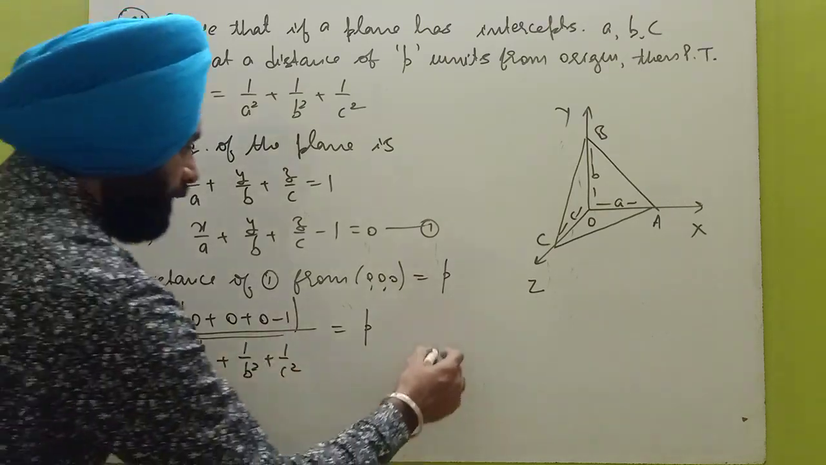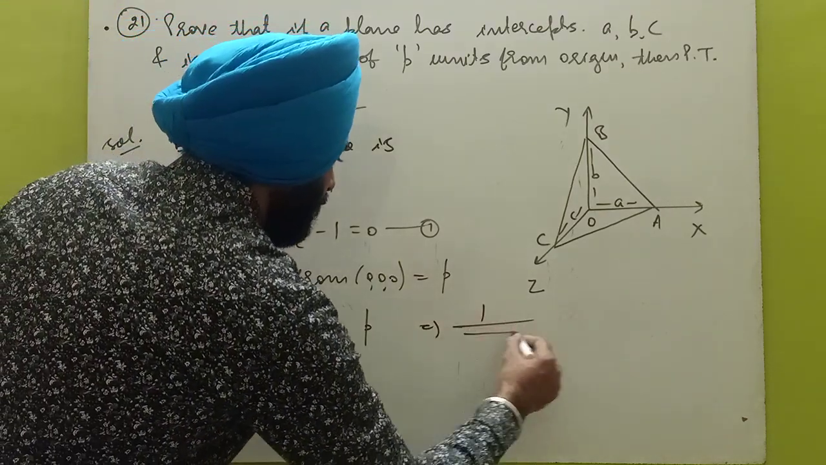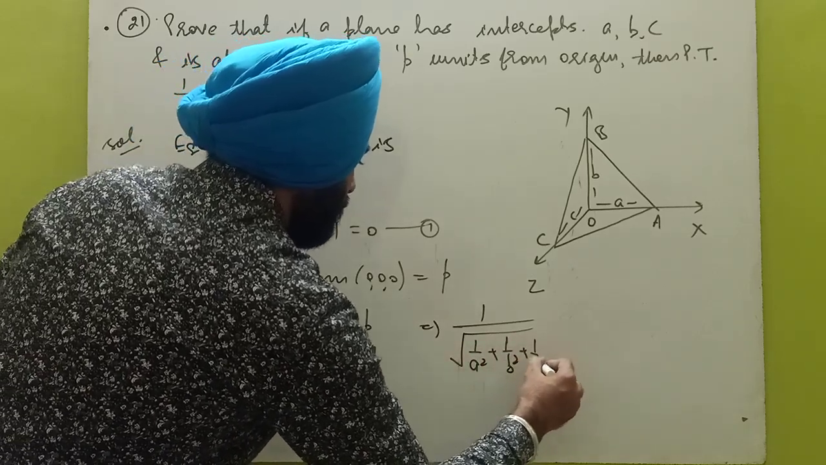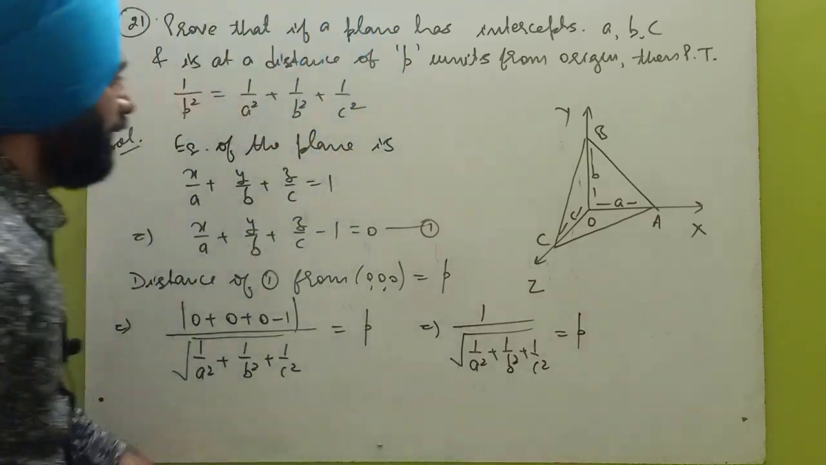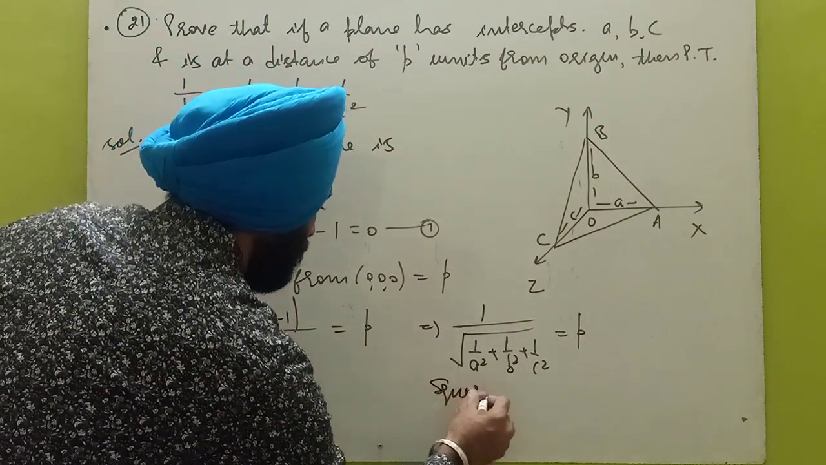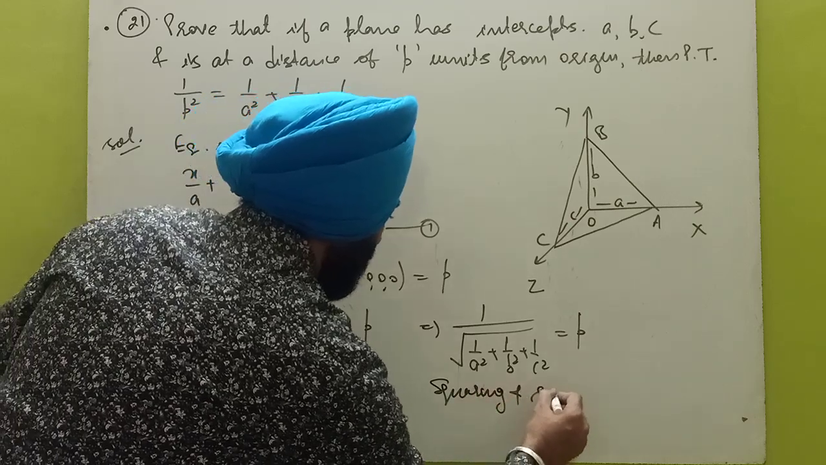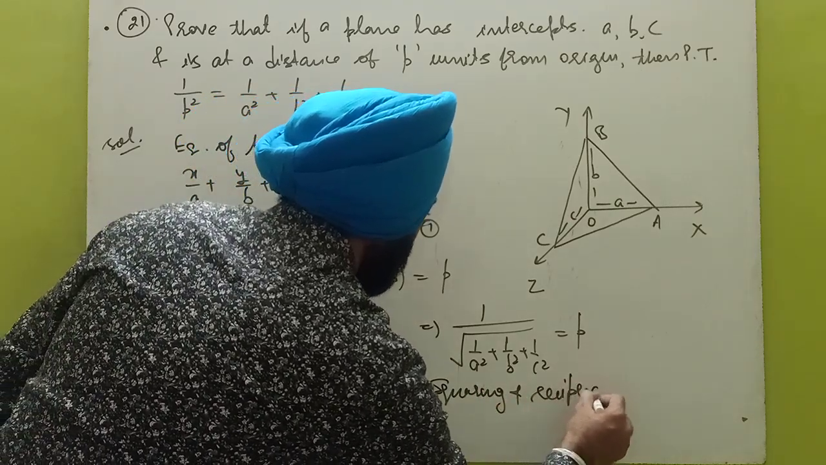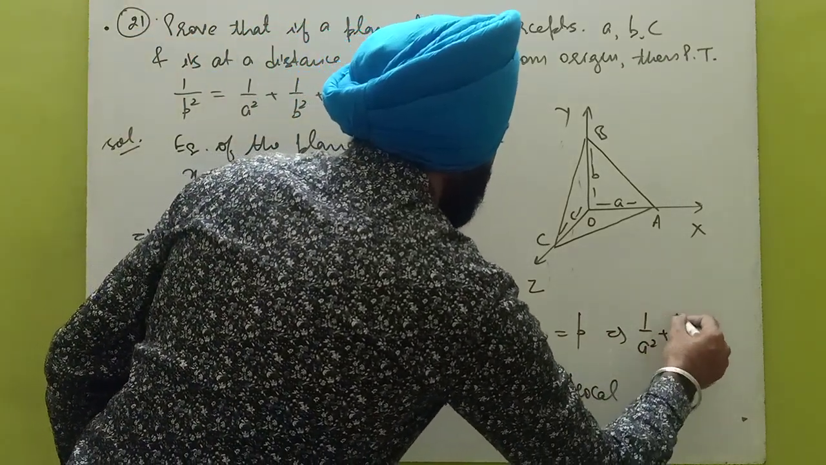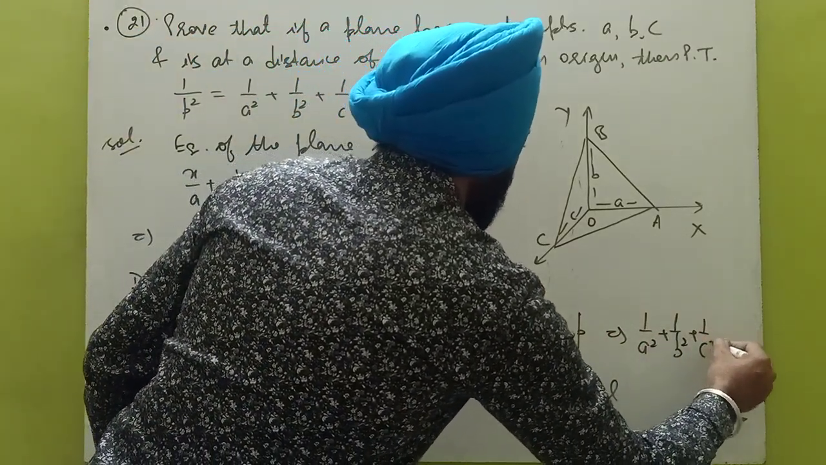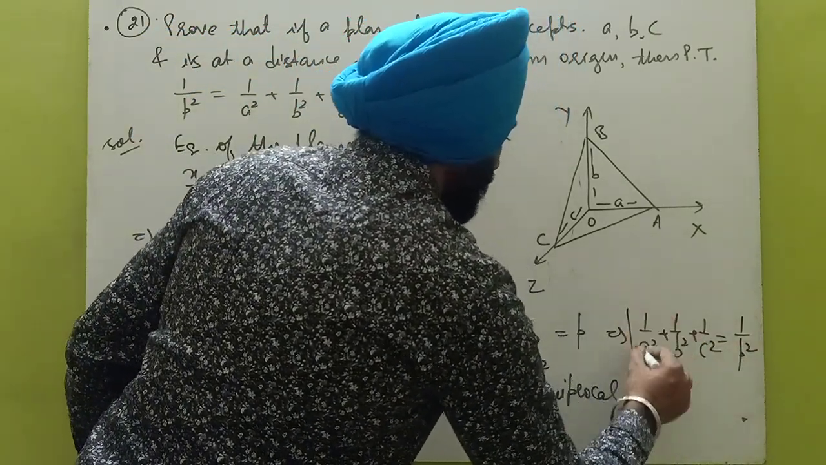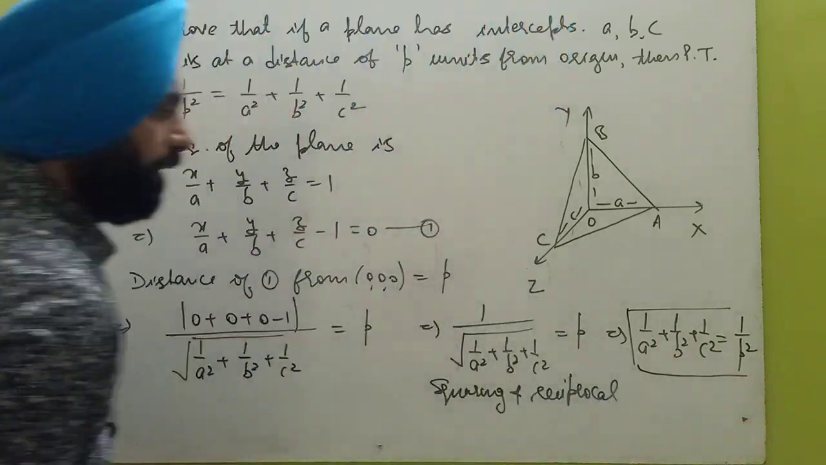So now the mod of minus 1 is 1, divided by the square root of 1 over a square plus 1 over b square plus 1 by c square, is equal to p. And we have to prove this thing. So after this, squaring and taking the reciprocal, we will find the required answer, that will be 1 over a square plus 1 over b square plus 1 by c square is equal to 1 by p square. So which is the required answer.